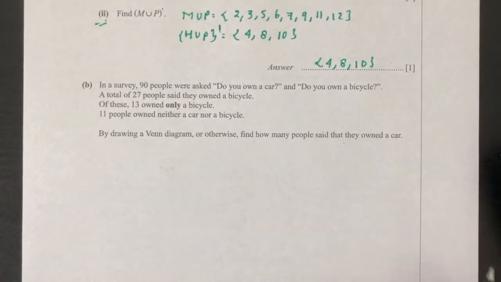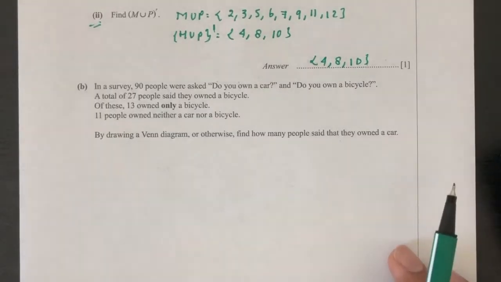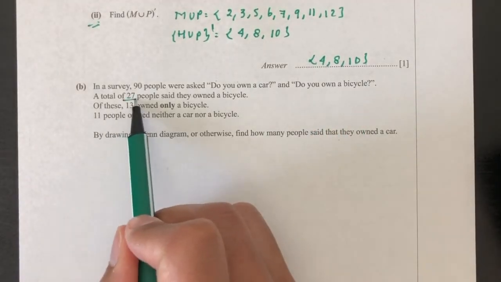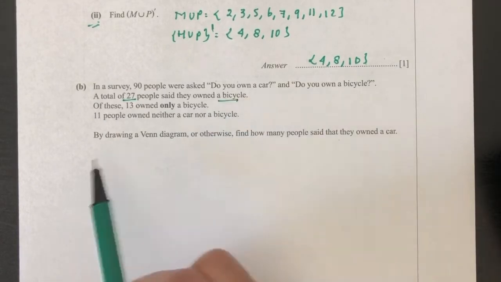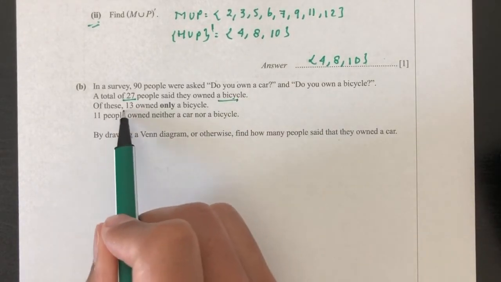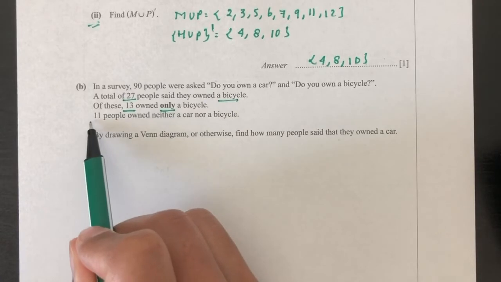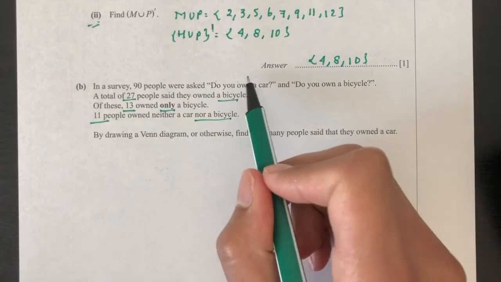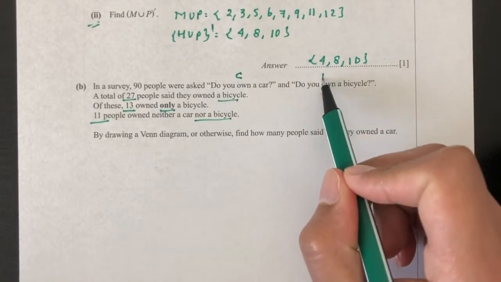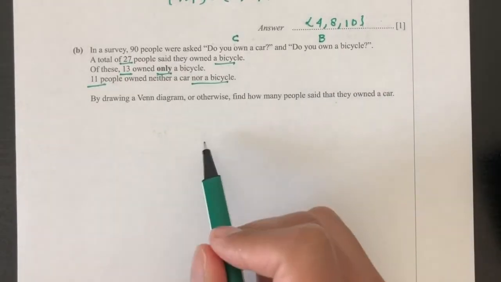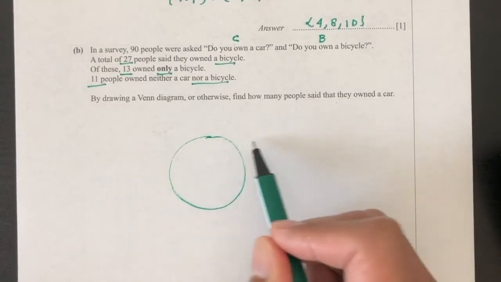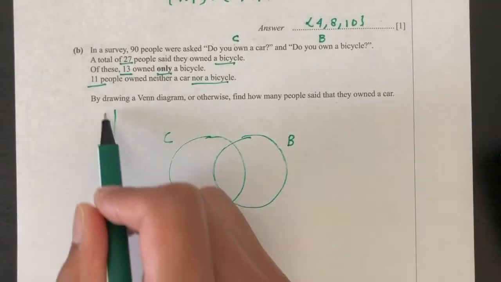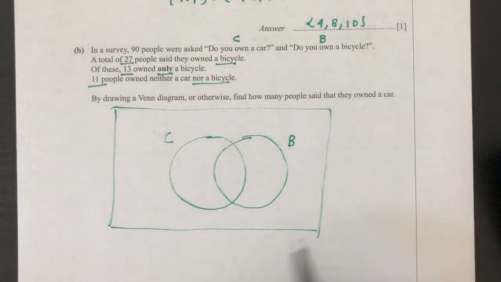Now moving on to part B. In a survey, 90 people were asked, do you own a car and do you own a bicycle? A total of 27 said they own a bicycle, and of these 13 own only a bicycle. 11 people own neither a car nor a bicycle. So pretty easy. Let's call this one set C and this one set B. So let's draw a Venn diagram. So we have two sets, C and B. This is the universal set, the big set.